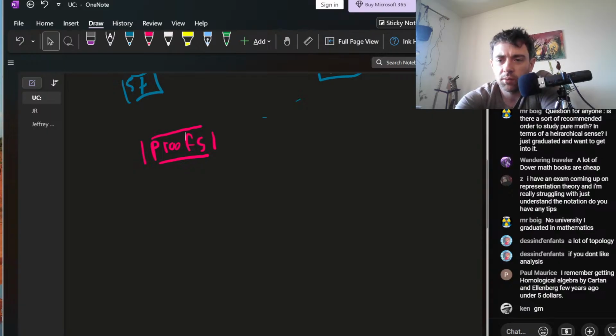Z has an exam coming up on representation theory. Nice. And you're really struggling with just understanding the notation. Do I have any tips? Well, that's interesting because when I think of subjects with cumbersome notation that I find confusing, representation theory isn't one that comes to mind, but that's just my personal tastes, I guess, or upbringing.